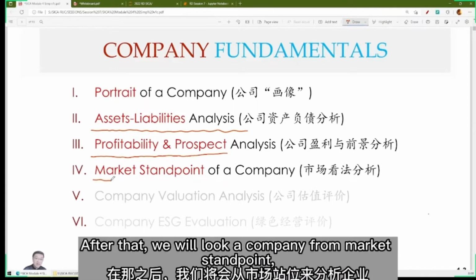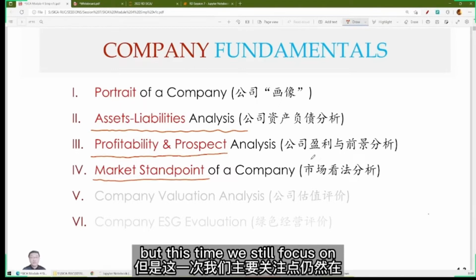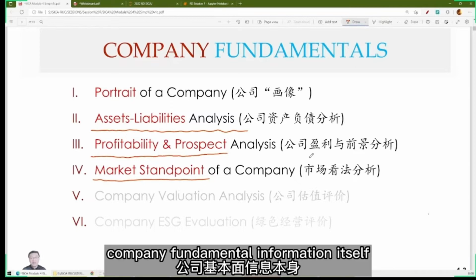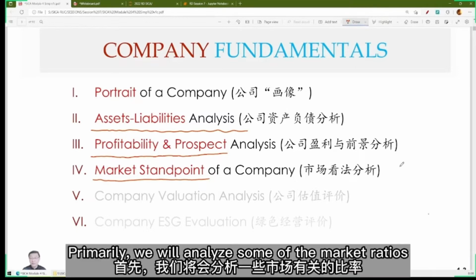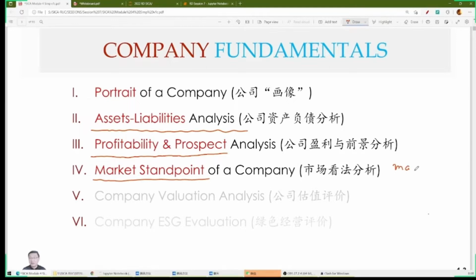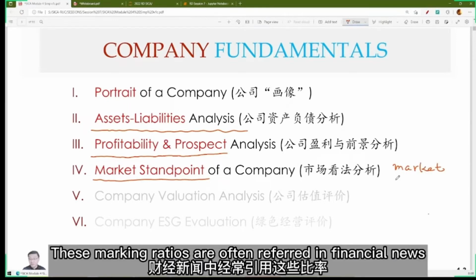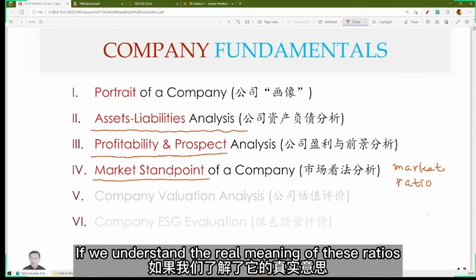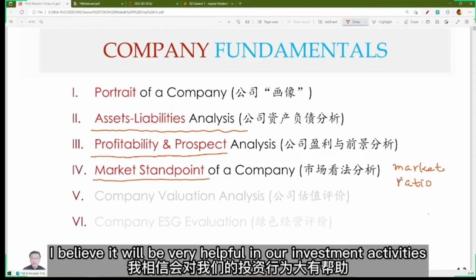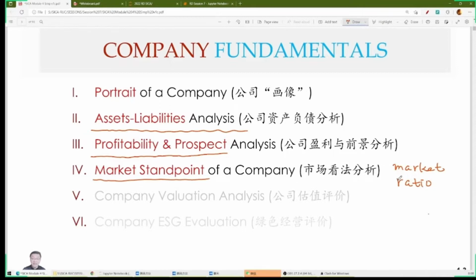After that, we will look at a company from a market standpoint, but this time we still focus on the company's fundamental information itself. Primarily, we will analyze some of the market ratios. These market ratios are often referred to in financial news. If we understand the real meaning of these ratios, I believe it will be very helpful in our investment activities.